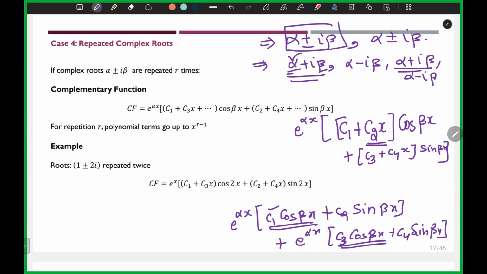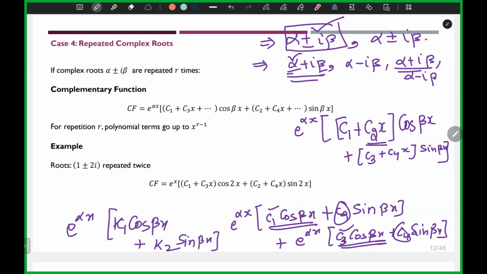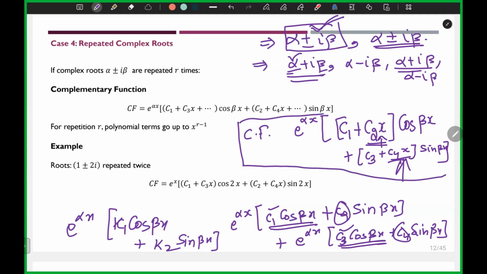So you are covering the equation only one time for this root, that is k1 cos beta x plus k2 sin beta x, where k1 and k2 are the combined constants. So you are covering only this one value. So for this, you have to multiply the constant by x in both the terms. So this becomes the complementary function for the repeated complex roots.